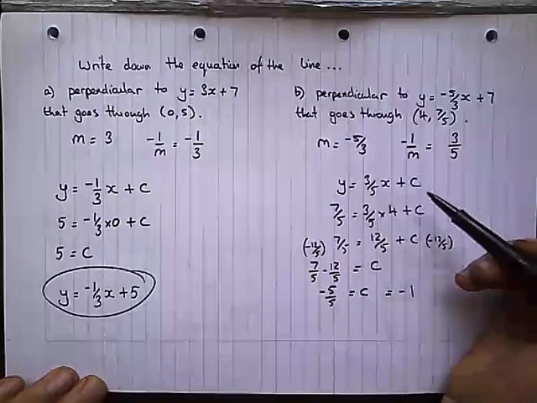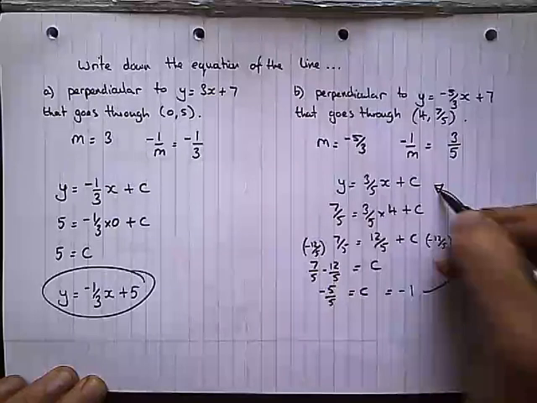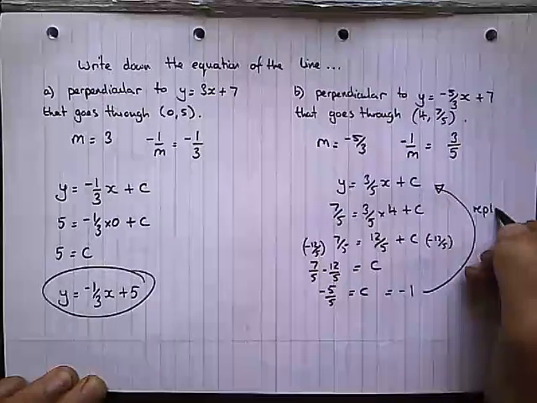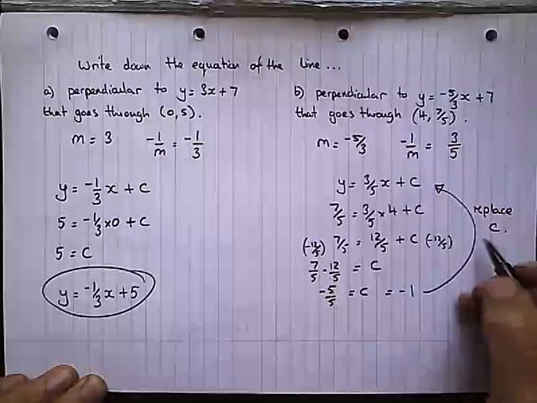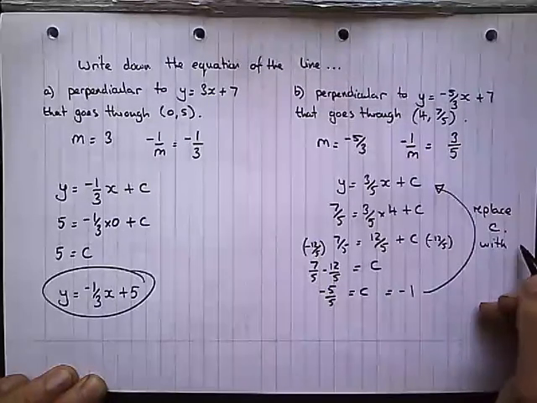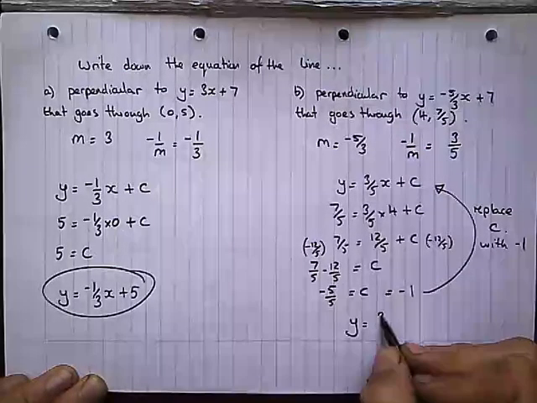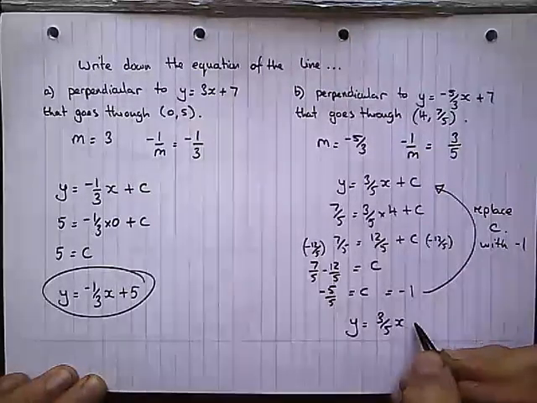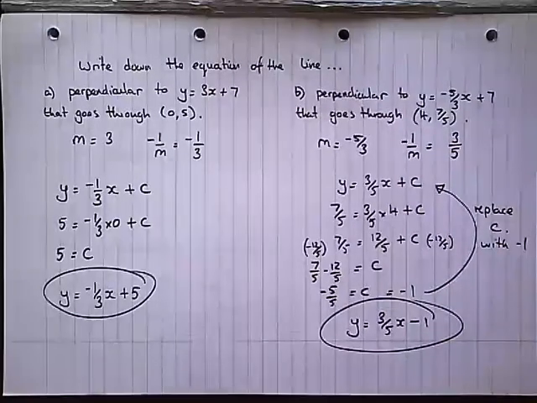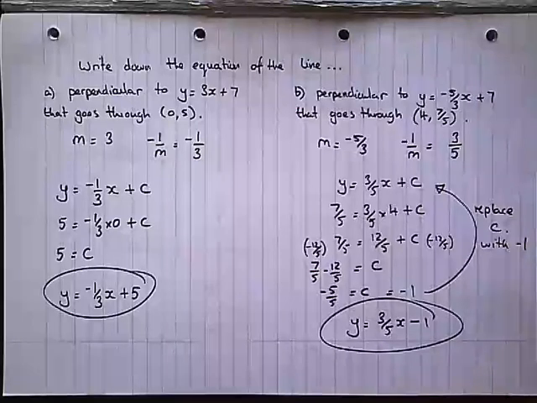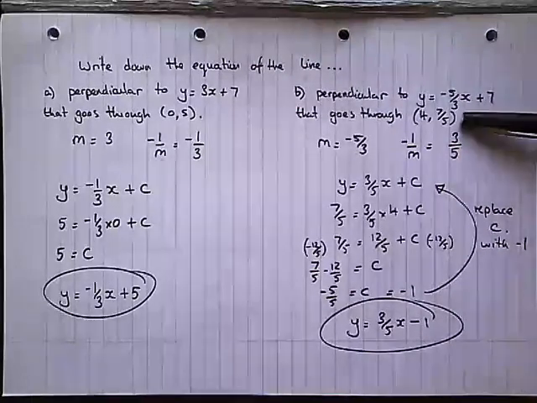I just now need to put it back into this equation. I need to replace c with minus 1. So y equals 3/5 x minus 1, and that's the equation of the line that's perpendicular to the one they gave us originally. And it also goes through this point.